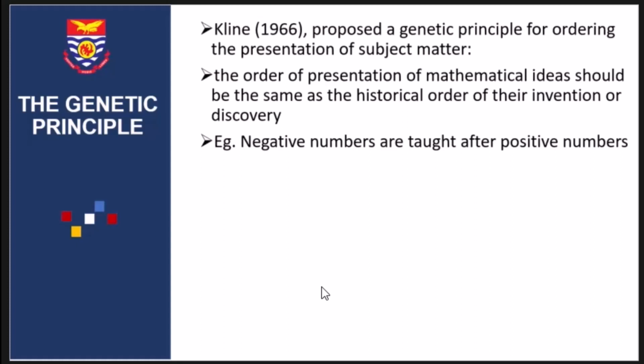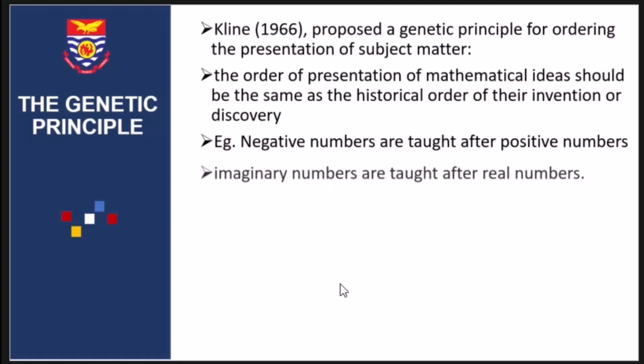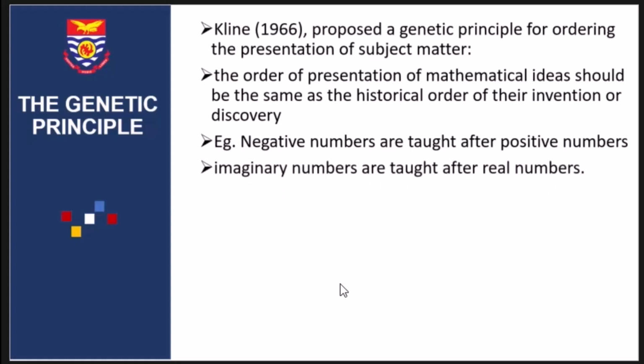So he is saying that in teaching something like the real number system, you should teach positive numbers before negative numbers. So imaginary numbers are taught after real numbers. Also, historically, after discovering the real number system, mathematicians went further to discover what we call imaginary or complex numbers. So in teaching the concept of numbers, you should follow that sequence. That is what Klein is saying by the genetic principle.